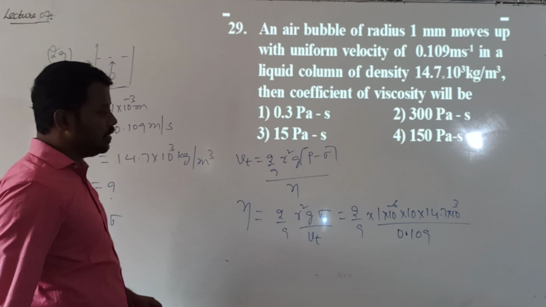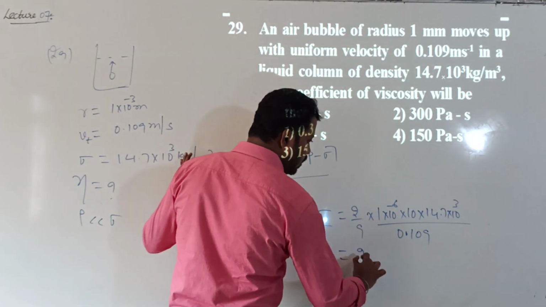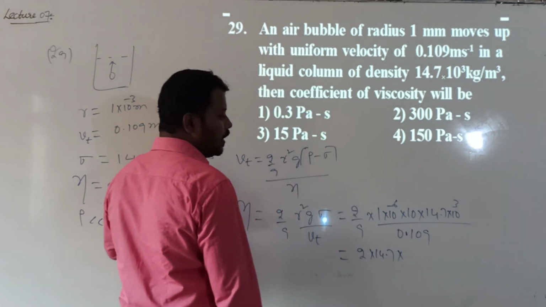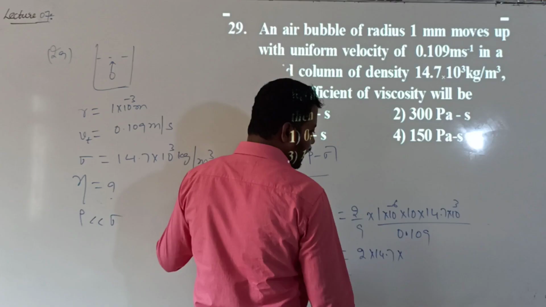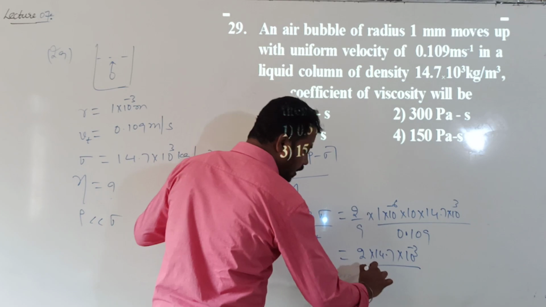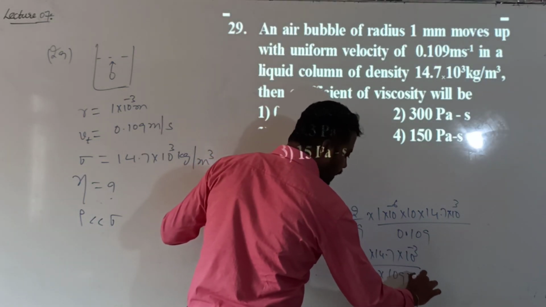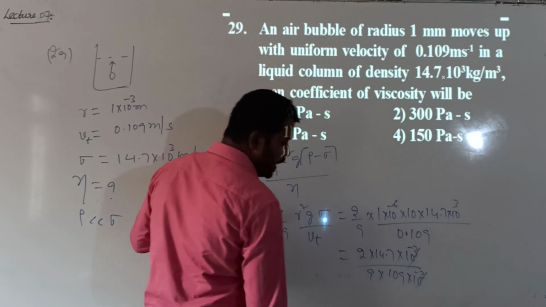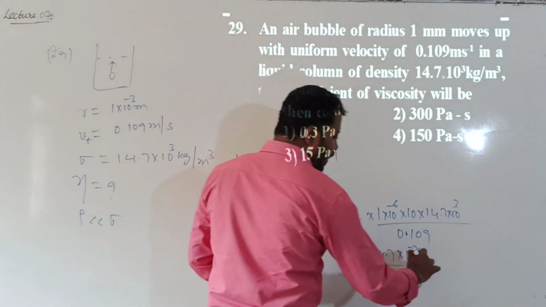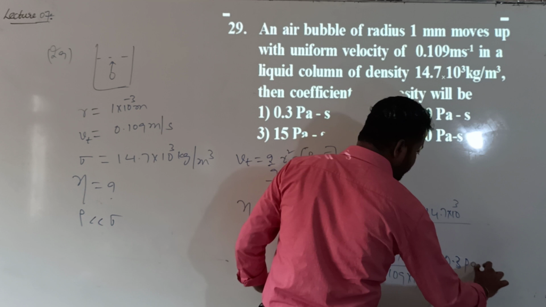To simplify this, we get 2 into 14.7 into 10 to the power of minus 3 in the numerator, divided by the denominator 9 into 0.109, that is 109 into 10 to the power of minus 3. The 10 to the power of minus 3 terms cancel. After simplification you will get the answer 0.3 Pascal second.